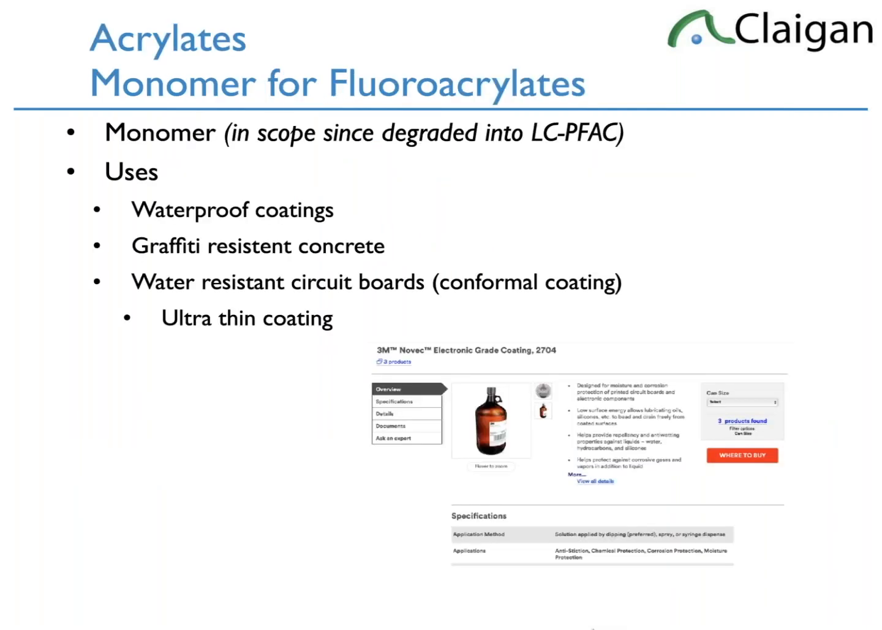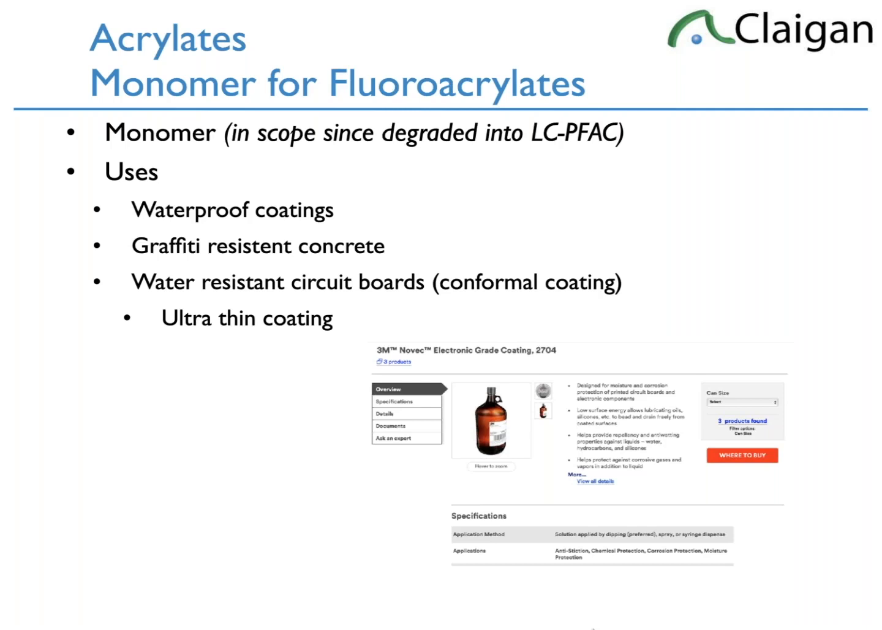Now the fluoroacrylates, it's in there because it can degrade to PFOA. It can be used as a waterproof coating as a fluoroacrylate. It can be a conformal coating on circuit boards. That's the Novec down below. Basically, all the 3M Novecs are fluoros of some way, shape, or form.